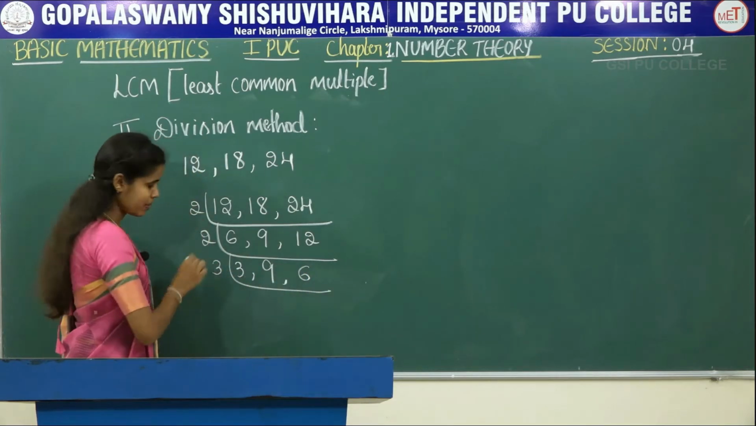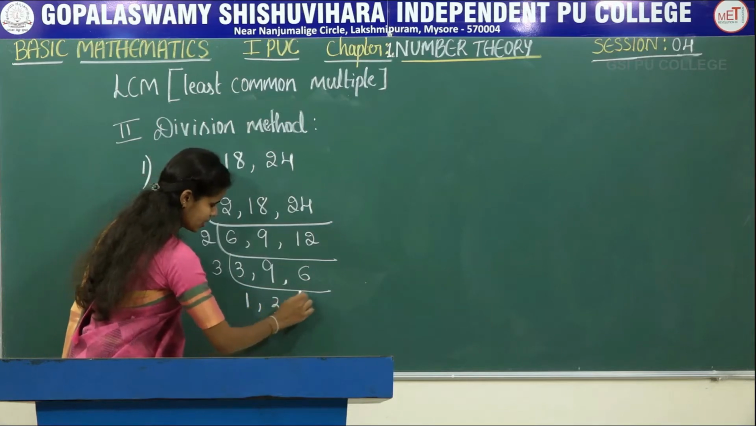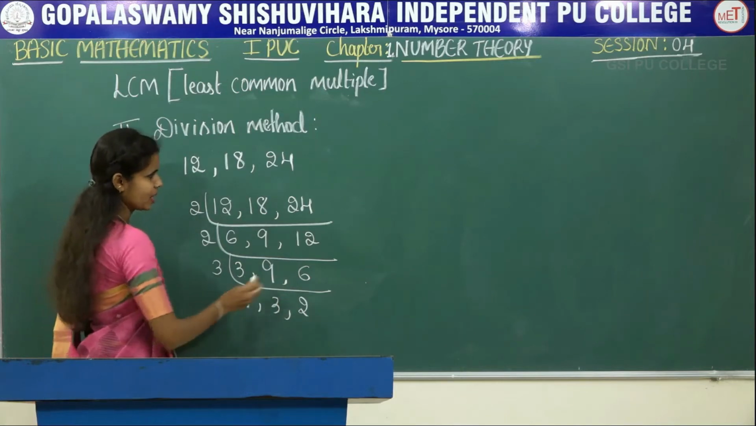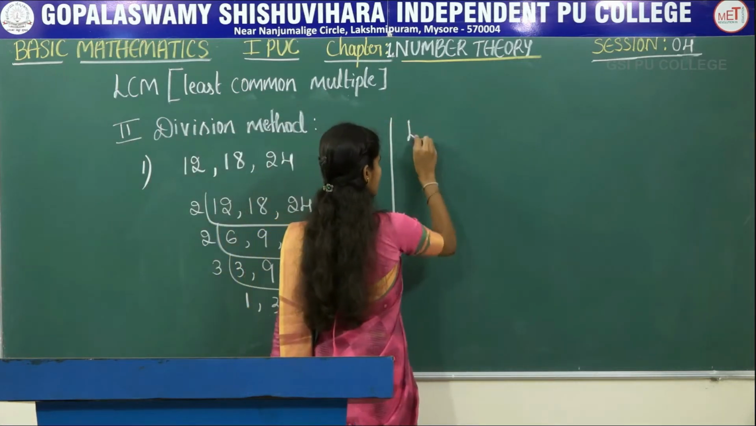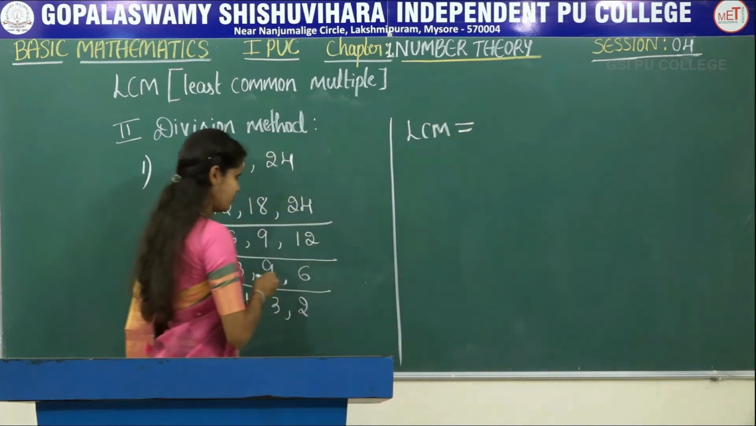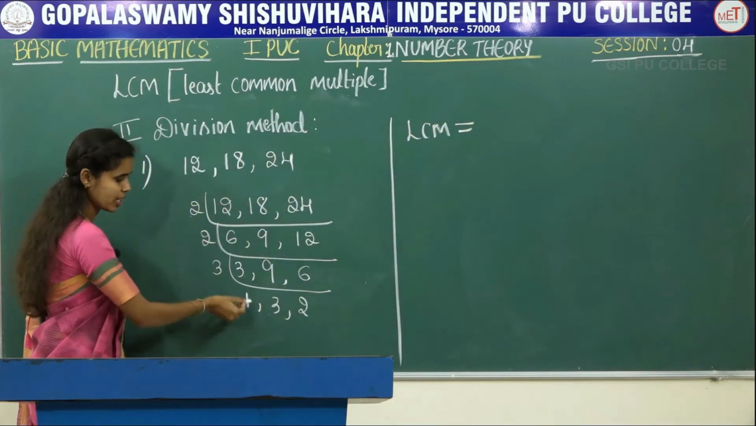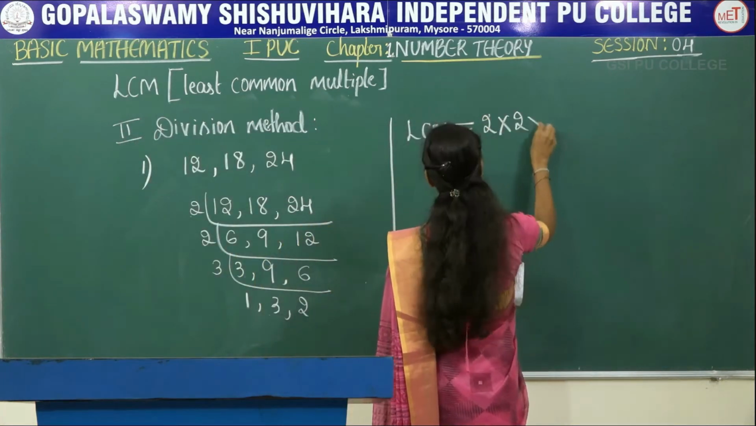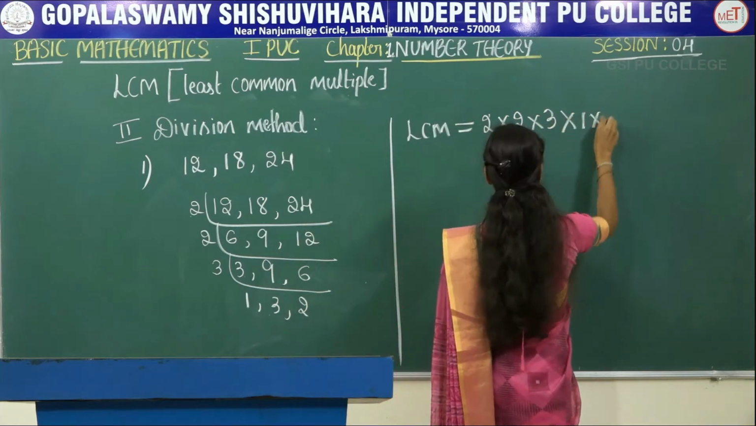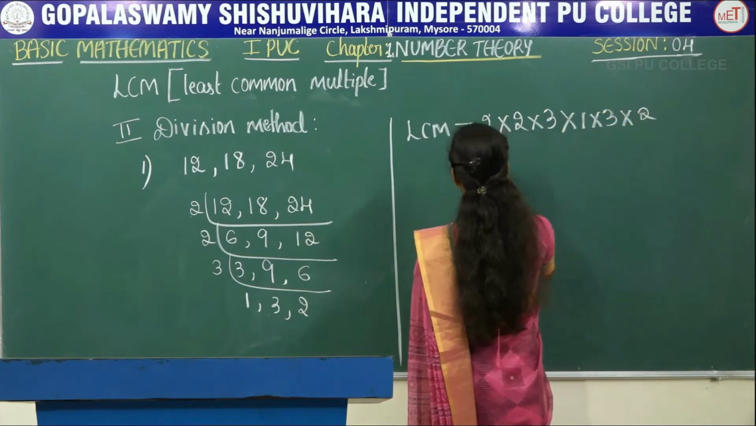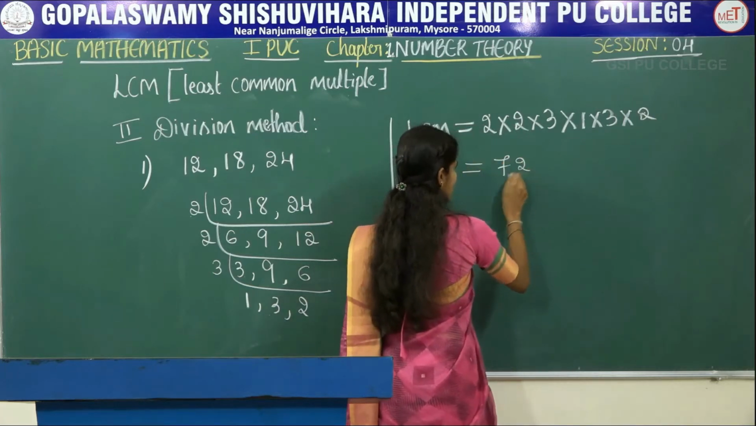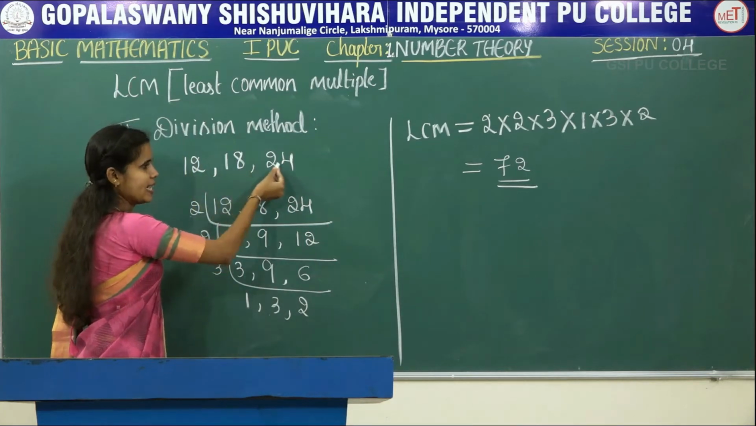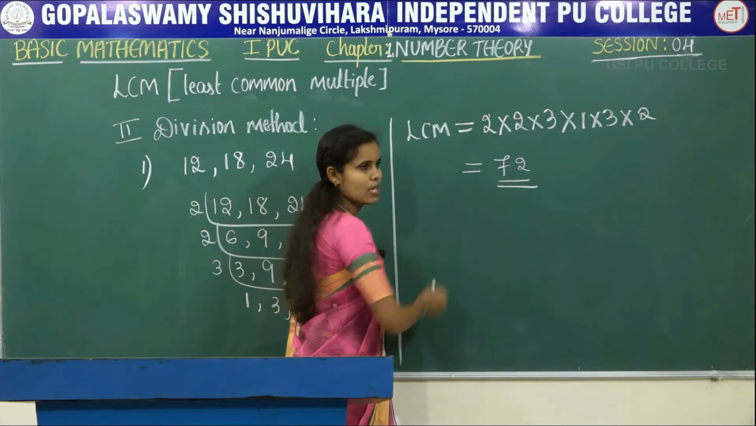So I consider the next prime number 3. 3 ones are 3, 3 twos are 6, 3 threes are 9. So 1, 2, 3. So 3 and 2 are distinct prime numbers. Stop here. Therefore the LCM is equal to 2 into 2 into 3 into 1 into 3 into 2, which is equal to 72. So the LCM of 12, 18, 24 is equal to 72.